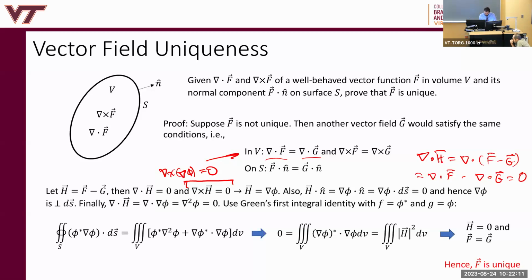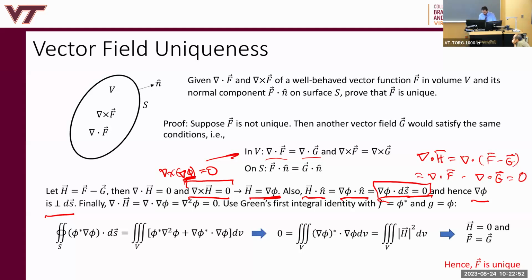So then we can call H the gradient of phi, because the curl of H is zero. We do that a lot, and we're going to do that later in the course too. So H dotted with N: H is now the gradient of phi, so that's the gradient of phi dotted with N. And N hat is ds, so the gradient of phi dotted with ds is equal to zero. Hence, the gradient of phi is orthogonal to ds, because this is a dot product.